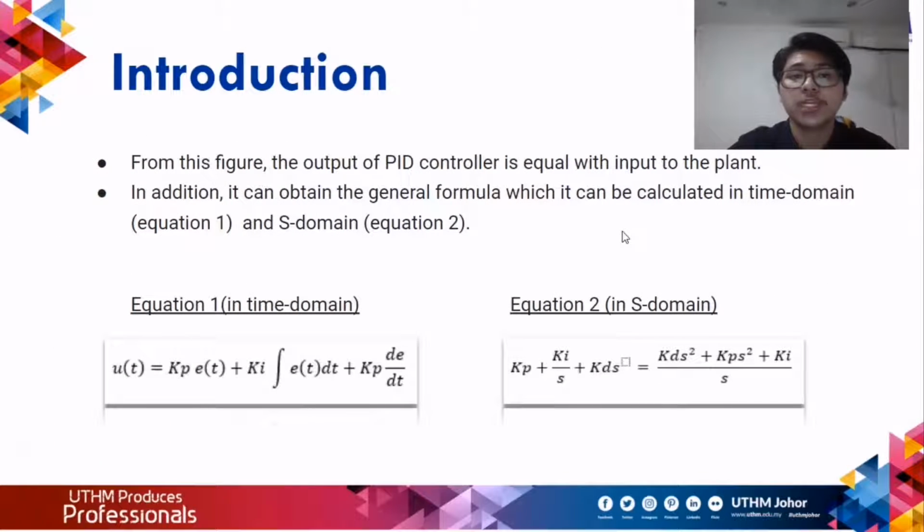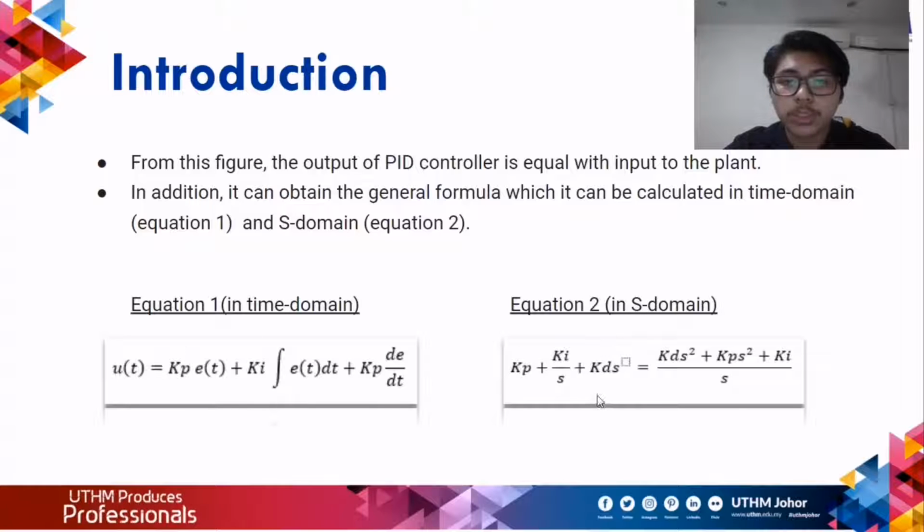From this figure also, we can see the output of the PID controller is equal to the input to the plant. Moreover, from this basic feedback system, we can obtain the general formula, which can be calculated in the time domain, like in equation 1, and in the S domain, in equation 2.